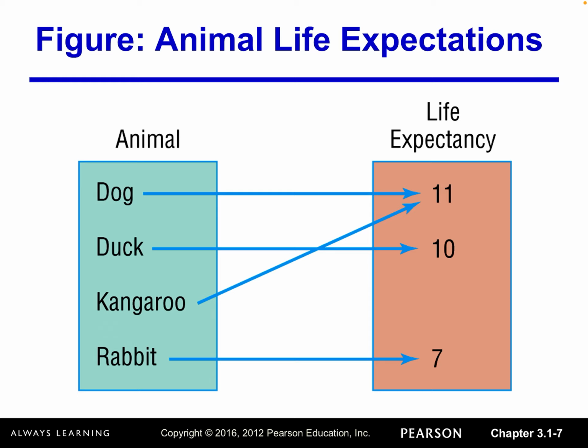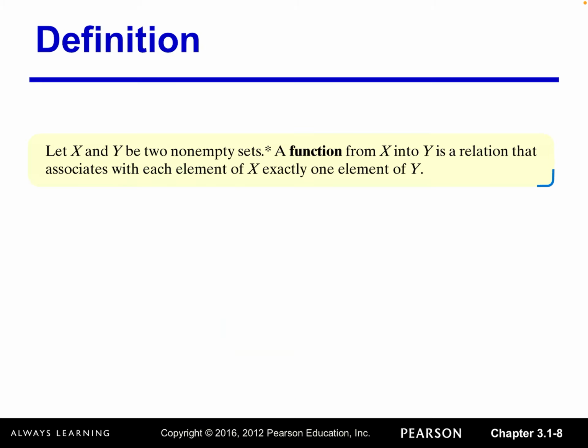Let's see this one. Animal and its corresponding life expectancy. So let's see how many arrows come out from each element of x. 1, 1, 1, 1, right? So we don't care whether y has repeated values or not. We only care whether x is paired with just 1 y or not. So this is a function. This relation represents a function.